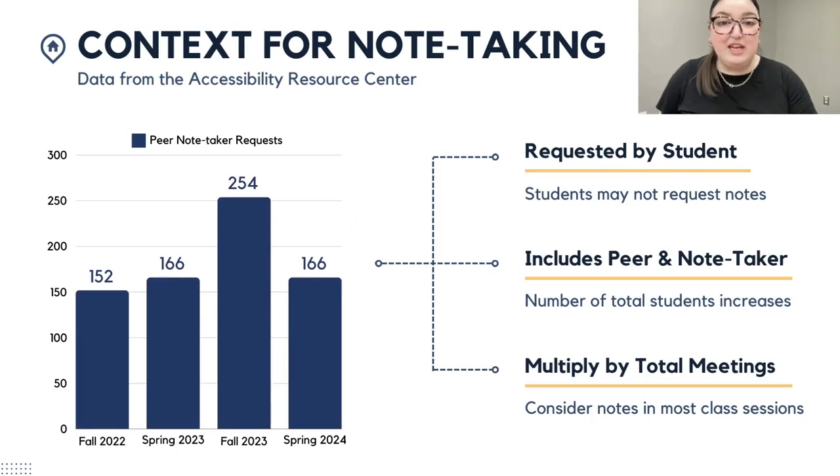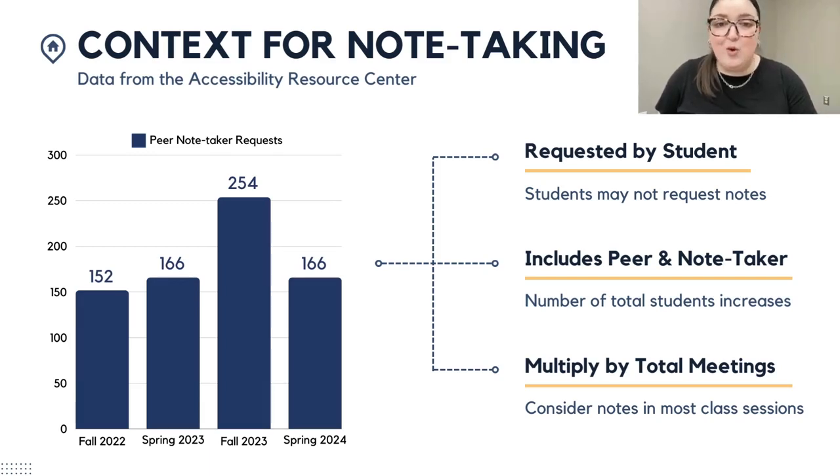Before looking at each of the specific note taking methods, it's helpful to have context as to why this conversation matters. On the slide is information from the Accessibility Resource Center covering the amount of peer note taker requests that have come in over the past 2 years or the last 4 semesters. You can see that in 3 out of these 4 semesters, the requests hovered around the mid 100s, with a large increase in fall 2023 going up to 254 requests for a peer note taker.